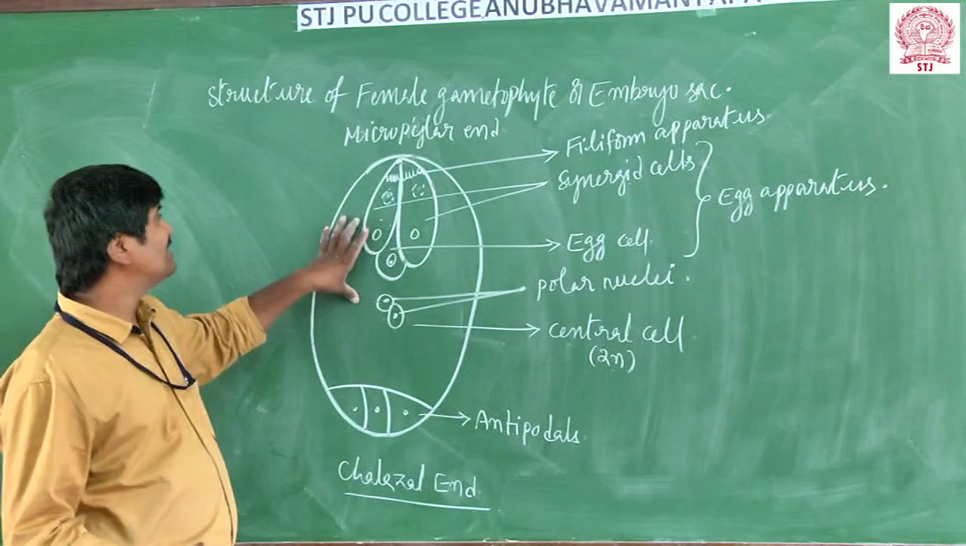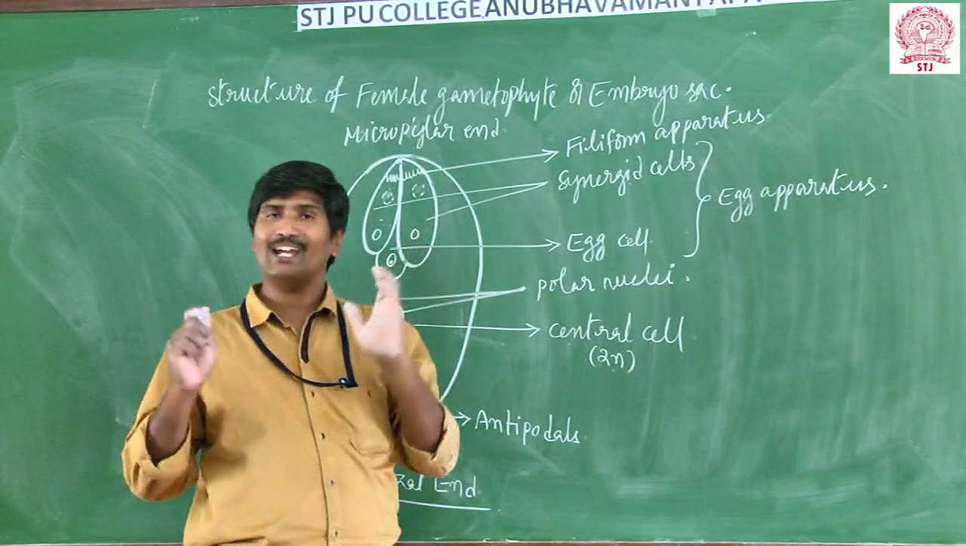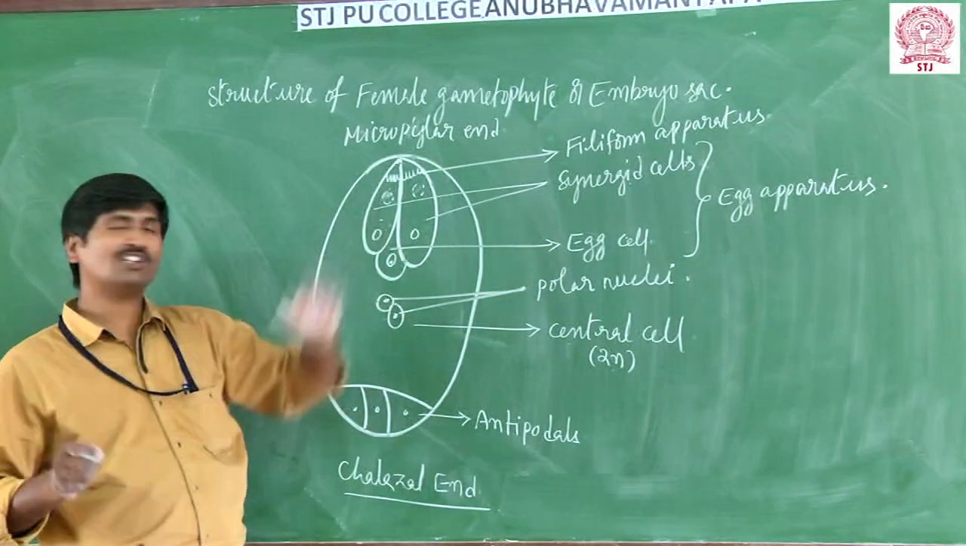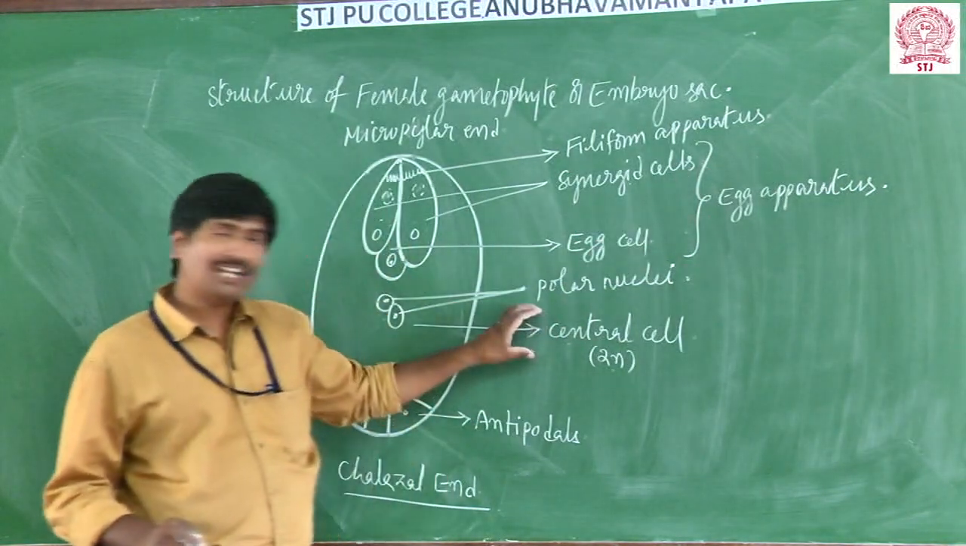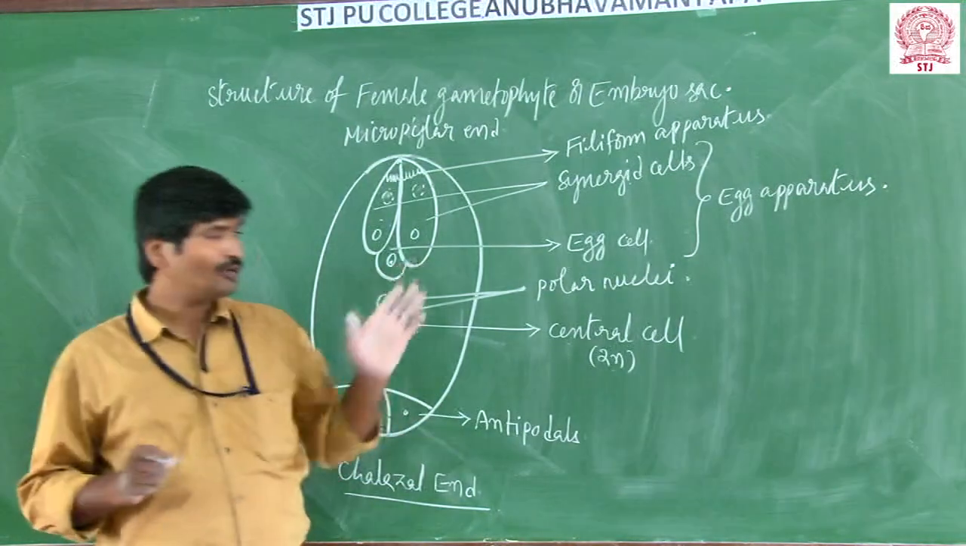So this is completely the structure of the female gametophyte or embryo sac. These are the three main parts contained in the structure of the embryo sac: one is the egg apparatus, second one central cell, and third one antipodals. Okay, right.